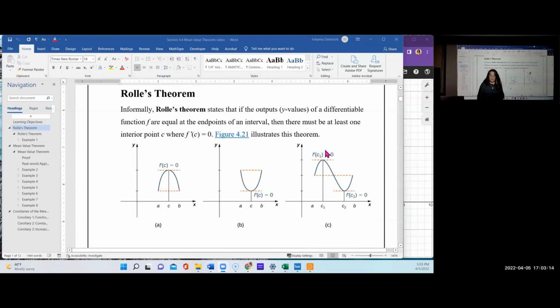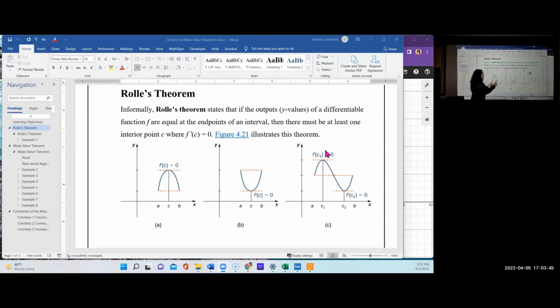Informally, Rolle's theorem states that if the y values, the outputs of a differentiable function, a function with a derivative, are equal at the endpoints of an interval, that is, the two y values at either end of the interval are equal to each other, then there must be at least one point c interior to the interval where the slope of the tangent line at that point is 0.